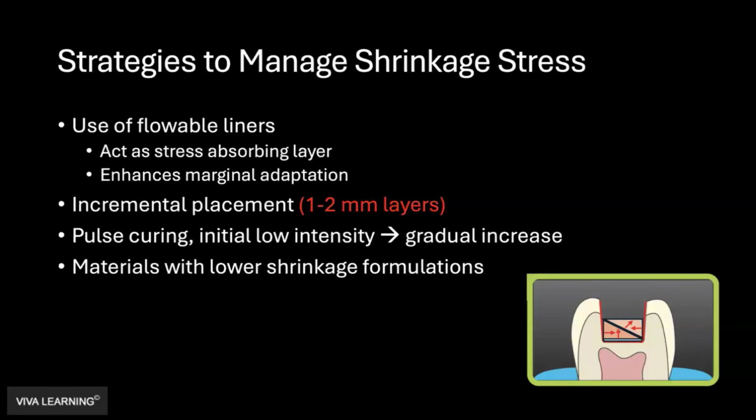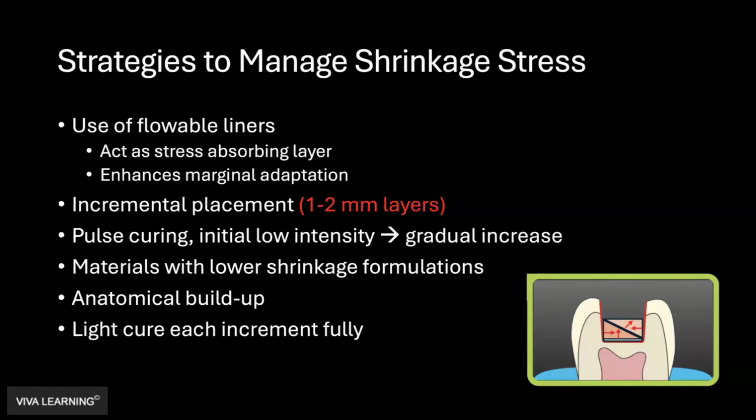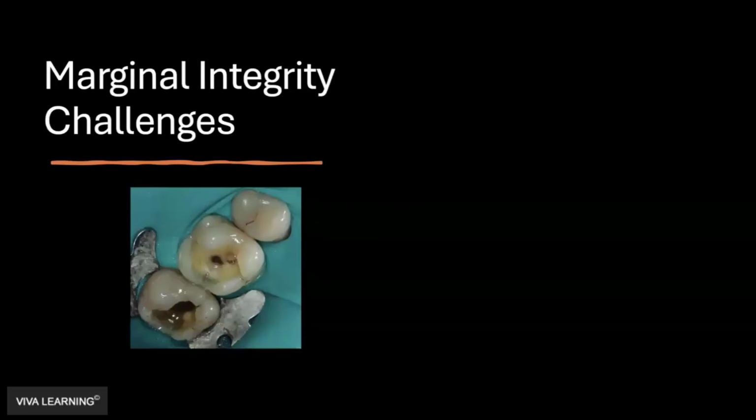Not because it has a 100 and the number of the watts and all that is good. You need to make sure that the curing light has what we call a pulse curing, that starts with a low intensity and then gradually increases to higher intensity. And of course, use composites that have lower shrinkage formulations, and build the tooth in a way that is anatomically built up, with each increment built in a slanted way.